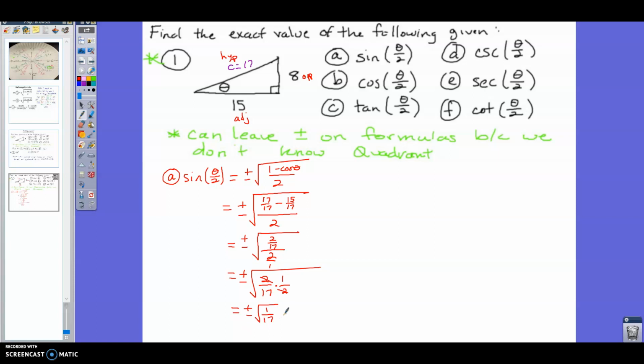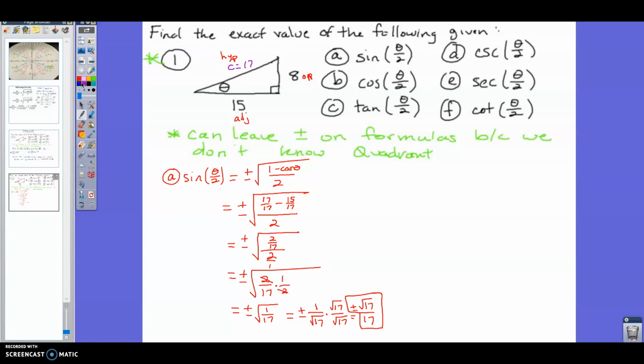Now, whenever we take the square root of a fraction, we take the square root of the numerator, which would be 1, and the square root of the denominator, which would be the square root of 17. So we need to rationalize here. So we get the square root of 17 over 17, and then we bring along the plus or minus.